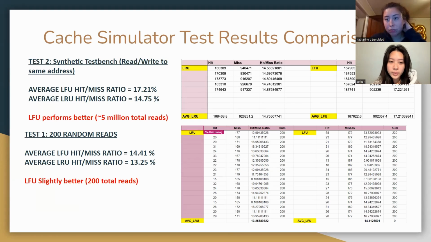In test 1, we did 200 random reads, and in some cases, LRU performs better, but overall, we observed that LFU performs better by about 1%. And then for the synthetic test bench that we designed, the LFU performs significantly better, which is around 2.5%.